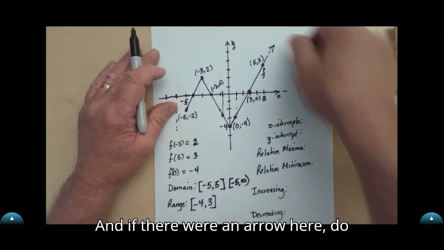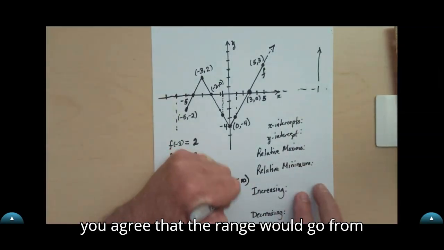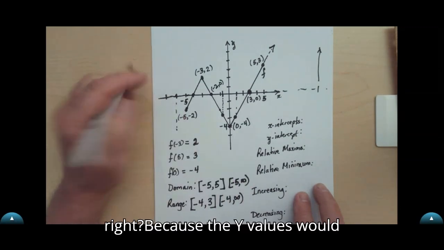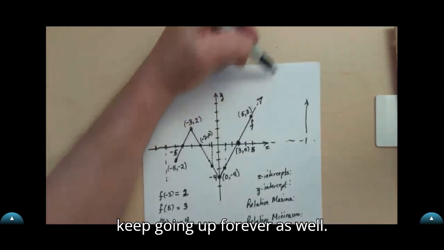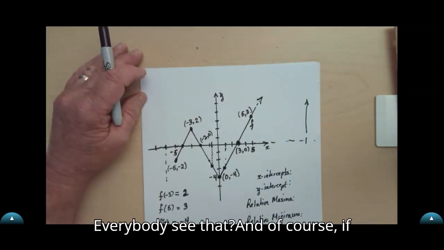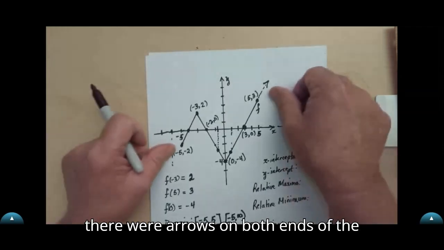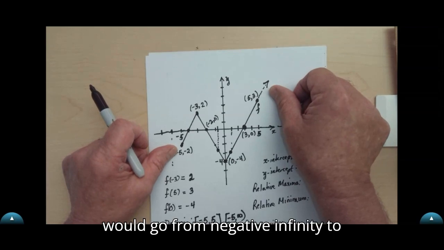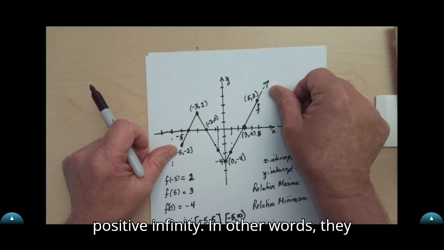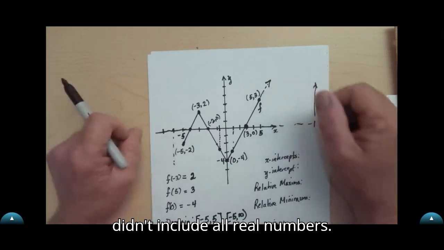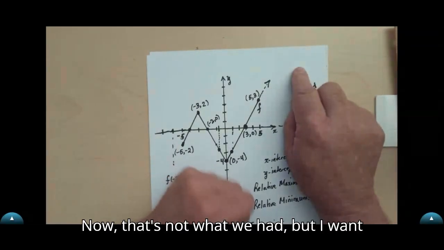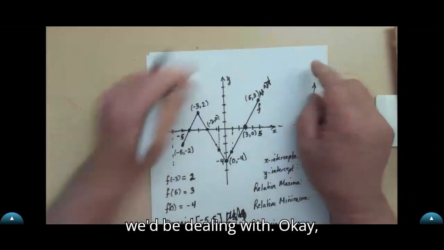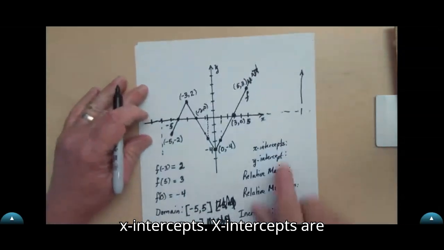And if there were an arrow here, do you agree that the range would go from -4 to infinity, right? Because the y values would keep going up forever as well. Everybody see that? And of course, if there were arrows on both ends of the graph, both the domain and range would go from -infinity to positive infinity. In other words, that includes all real numbers. Okay. Now, that's not what we had, but I want y'all to see that if we did, that's what we'd be dealing with.